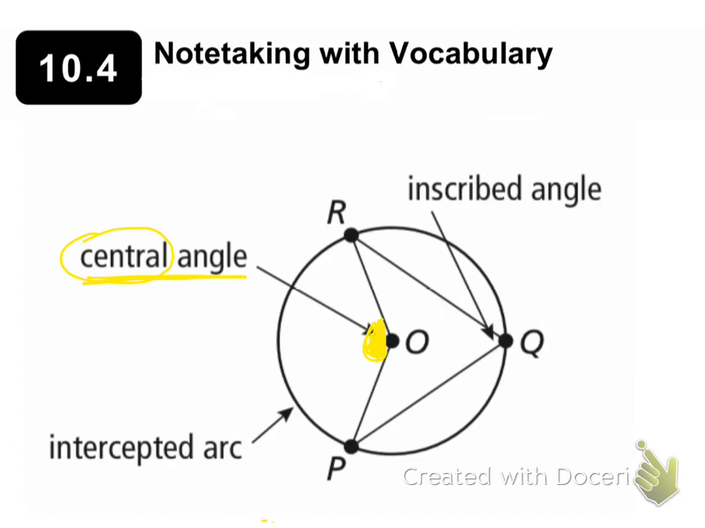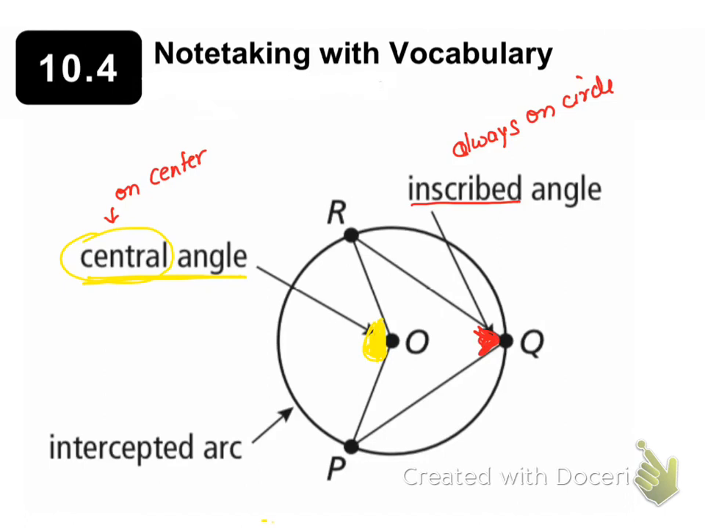Now the next one is inscribed angle. An inscribed angle is always on the circle. Whenever an angle is formed at the circle, that's going to be inscribed, and whenever an angle is formed at the center, then it's a central angle.